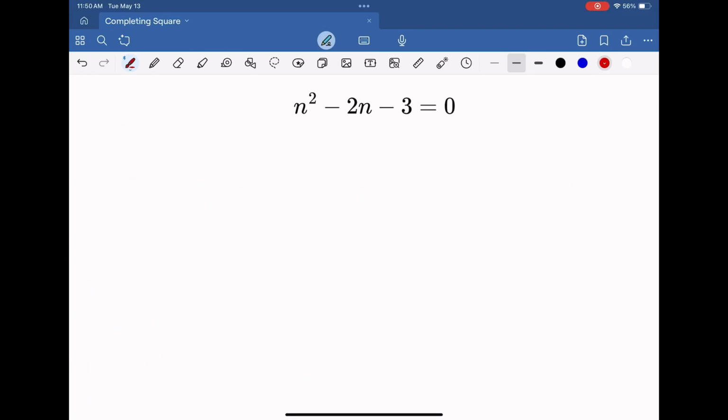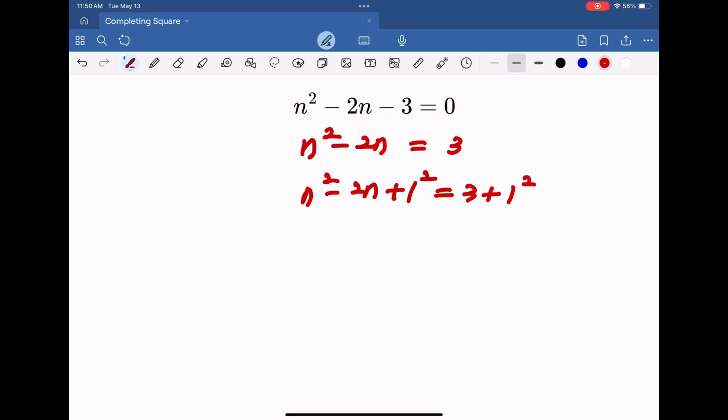Next one. Same thing, we have to move negative 3 to the right-hand side by adding 3. n squared minus 2n equals 3. And you divide 2 by 2, and you square it, you add it. So n squared minus 2n, you divide by 2 is 1. So 1 squared, you add 1 squared equals 3 plus 1 squared.